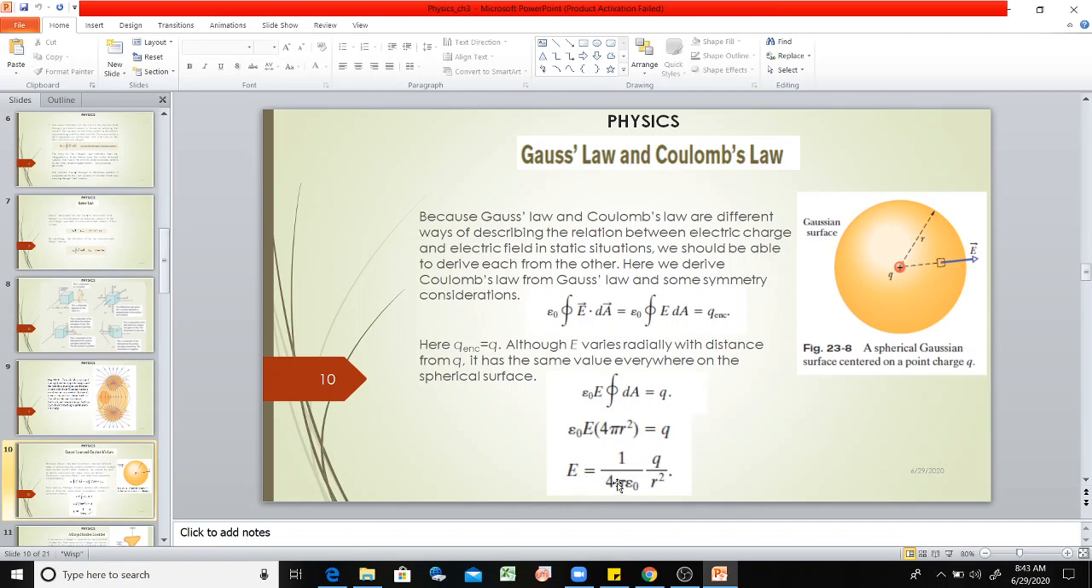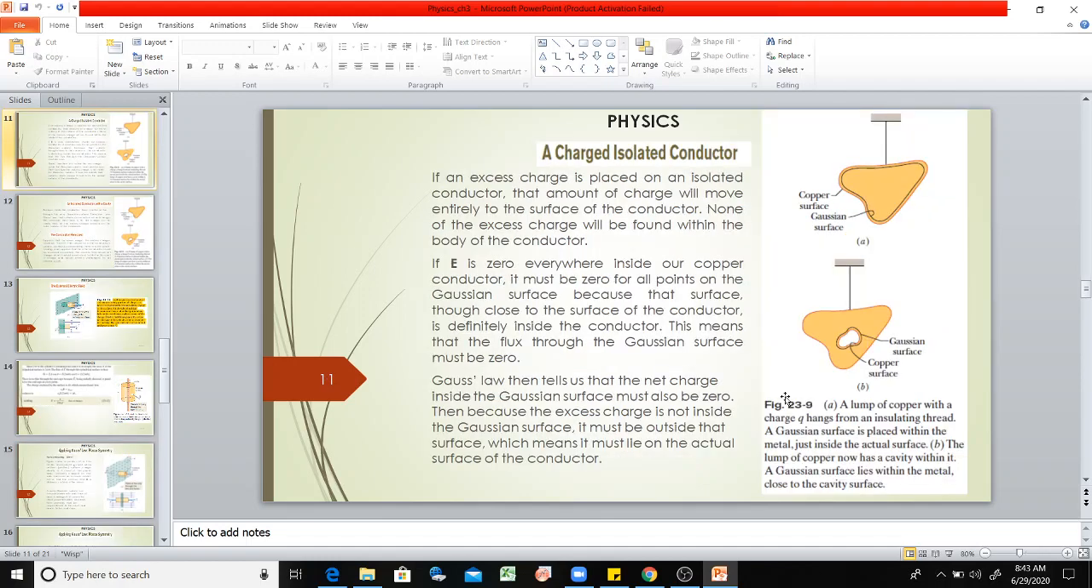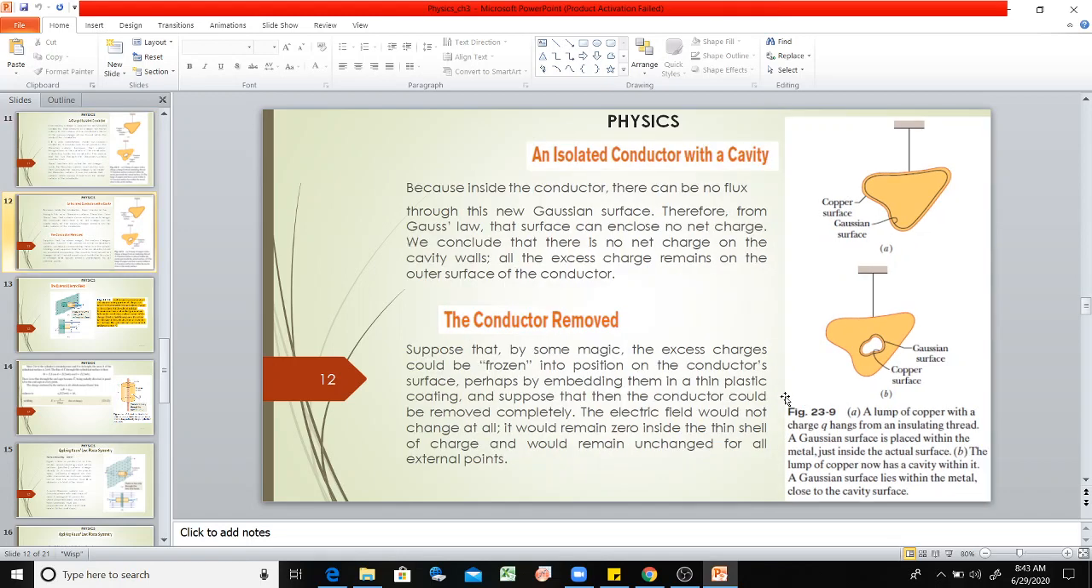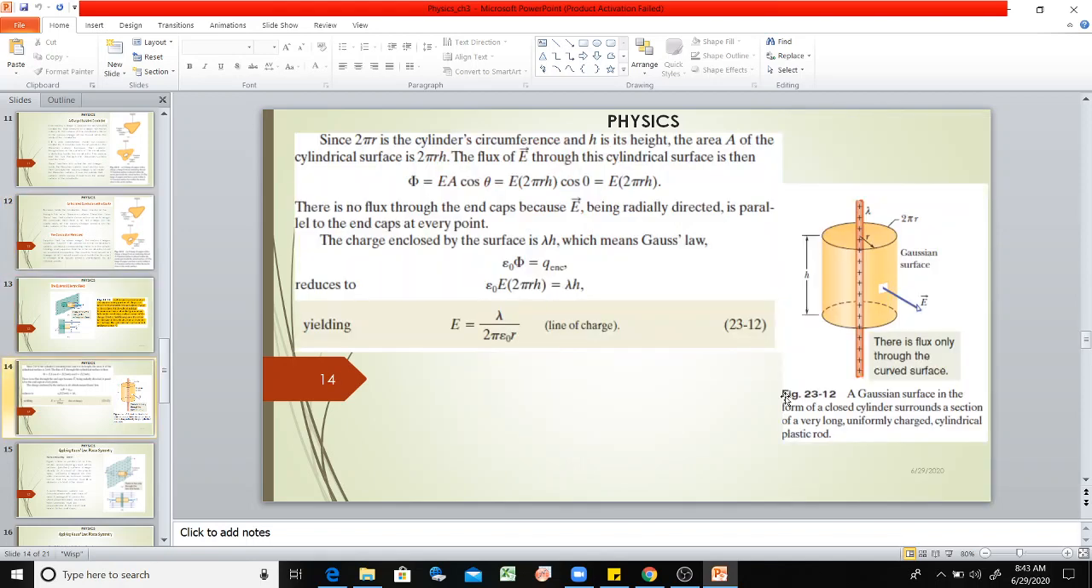E is equal to 1 over 4 pi epsilon naught times Q over r square, because epsilon naught into 4 pi r square, when it goes to the other side of the equation, comes down in the denominator. Similarly, you can calculate the field for charge distributions on different shapes. You can go through this.